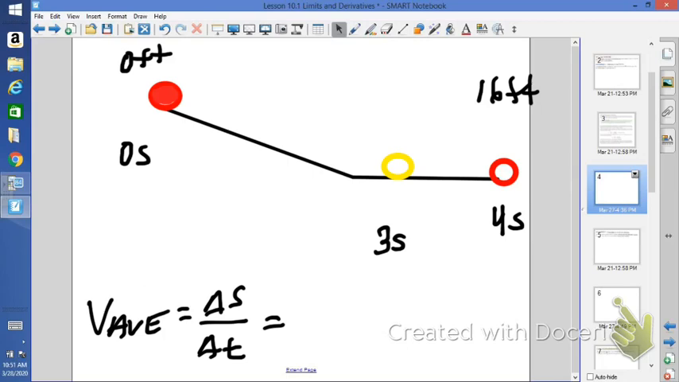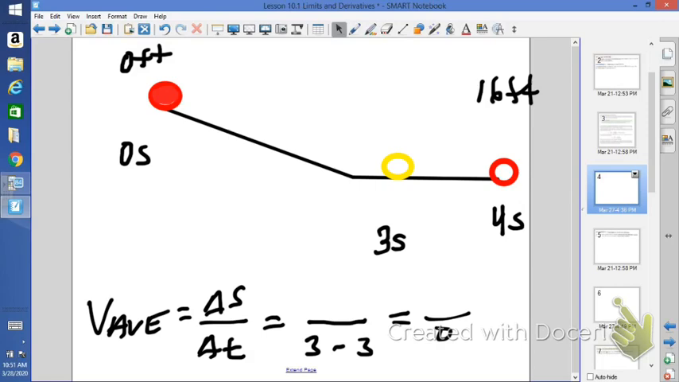Now, we're not interested in the average velocity. We're interested in the instantaneous velocity. So here in this diagram, I put a yellow circle at 3 seconds, and we want to find the instantaneous velocity at 3 seconds. So we're going to run into a little bit of an issue using our average velocity formula. So if we try and find our change in t, we are going to be taking 3 and subtracting 3. And in doing so, we are going to be dividing by 0, which we cannot do.